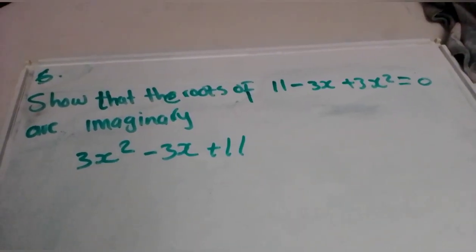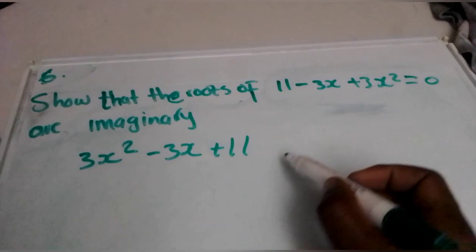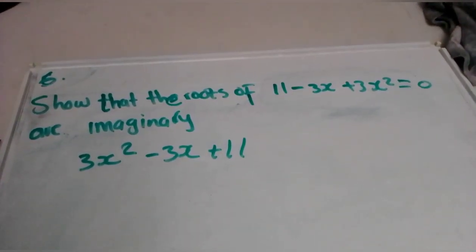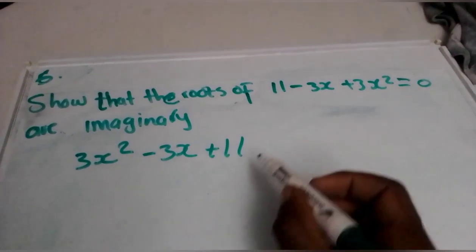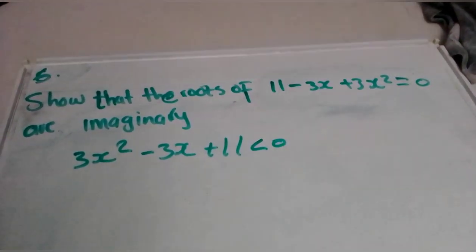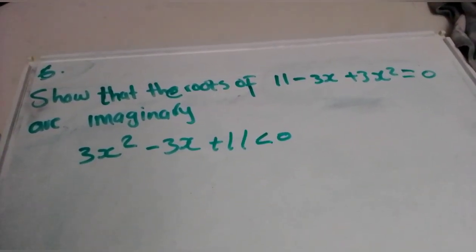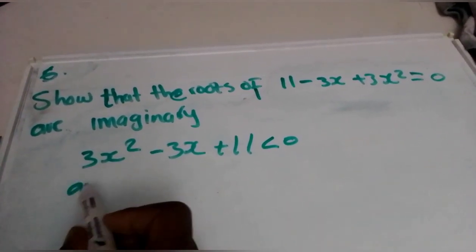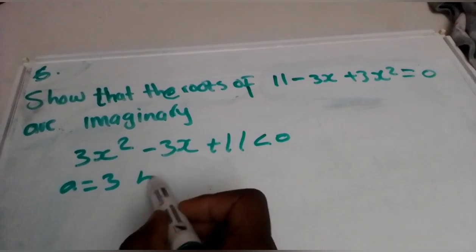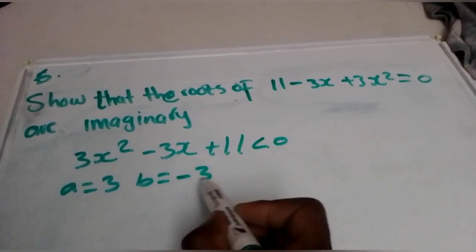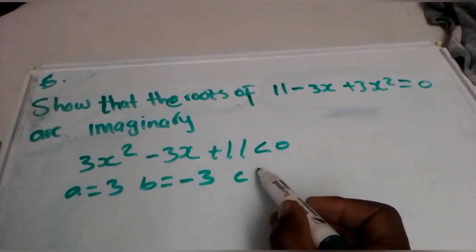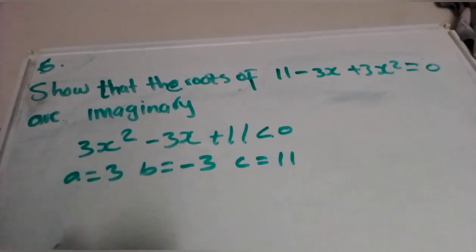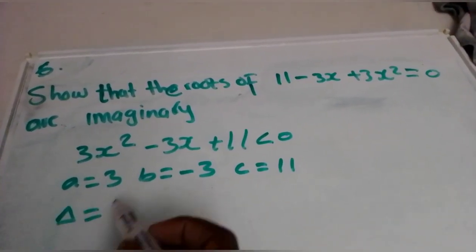So before we can equate or do anything, we need to check the word imaginary. So imaginary and non-real is the same thing. So you put less than 0 because it is non-real. Okay, so we need to take our coefficients here. So the coefficient of x squared is 3. The coefficient of x is minus 3. And c is positive 11. So all the time you need to do that. I'm sure that now you understand it.